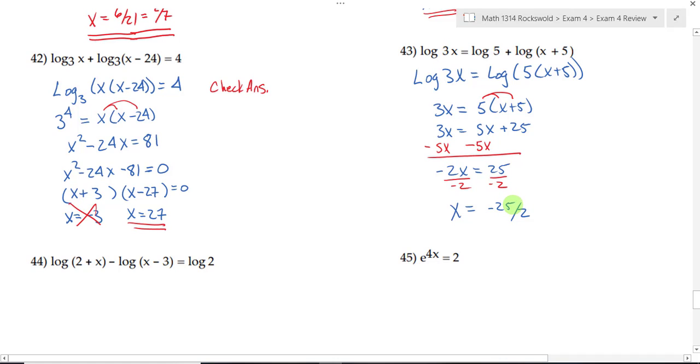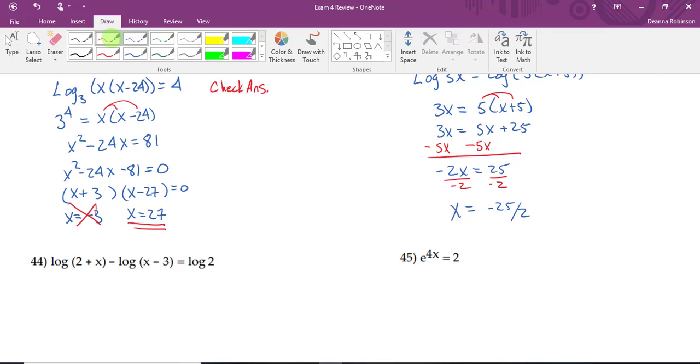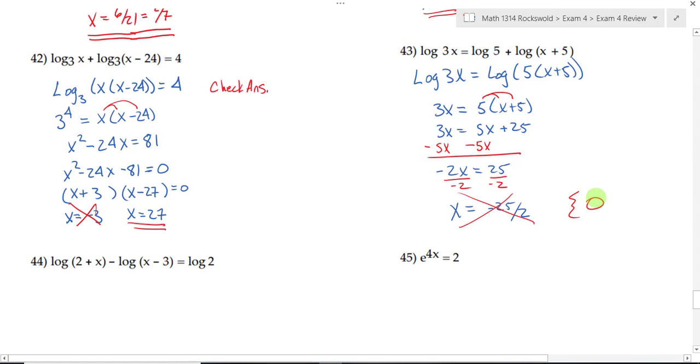If x is equal to negative 25 halves, I have 3 times negative 25 halves here. Can I keep this answer? No, I can't, because it makes the argument negative. So we would say that there's no solution here.